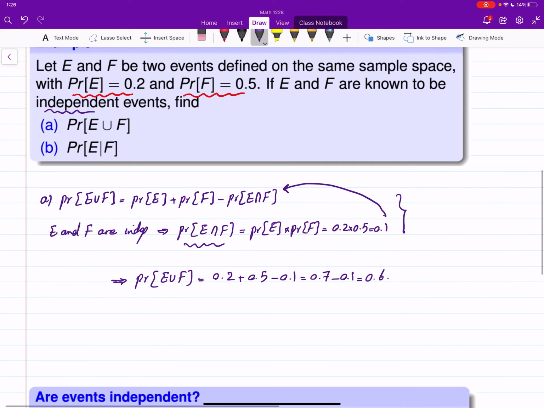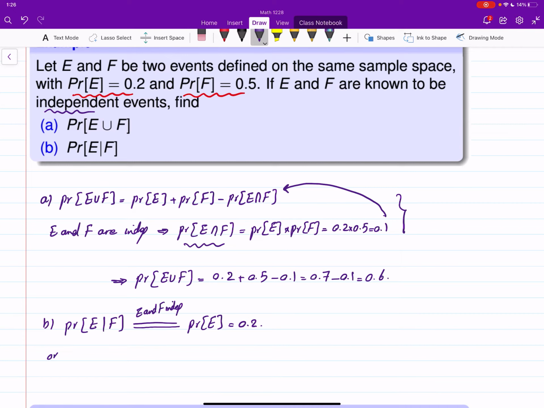Part 2 or part B says find probability of E knowing F. Well, you should remember that E and F are independent. And by definition, it means that knowing F already happened won't change probability of E. So the conditional probability of E given F is going to be equal to probability of E, and in this case it is 0.2.